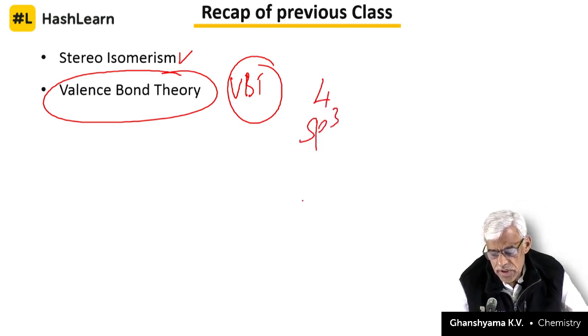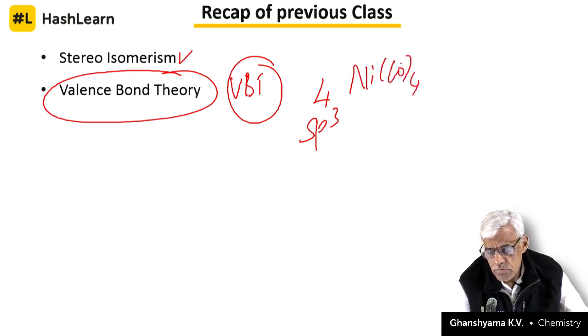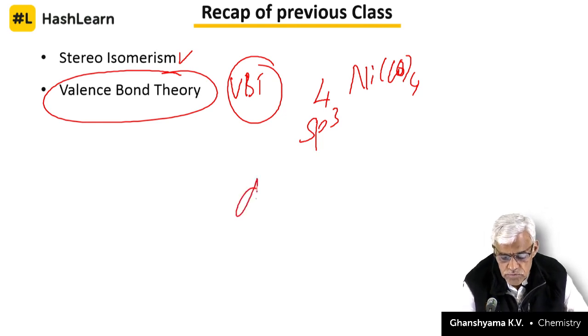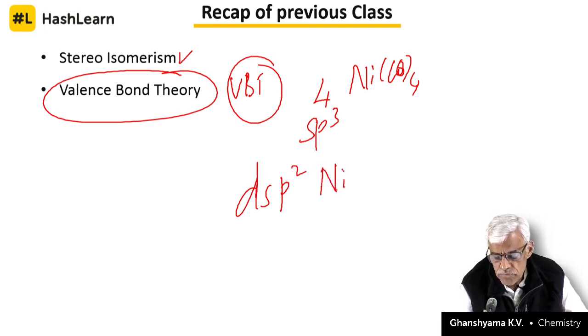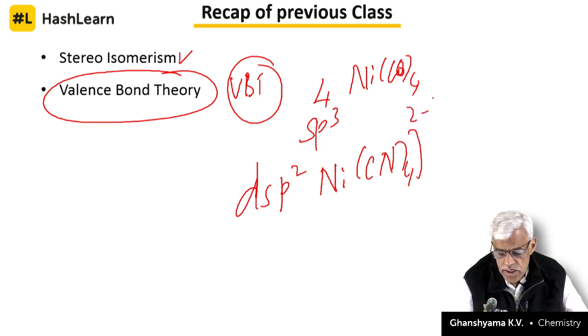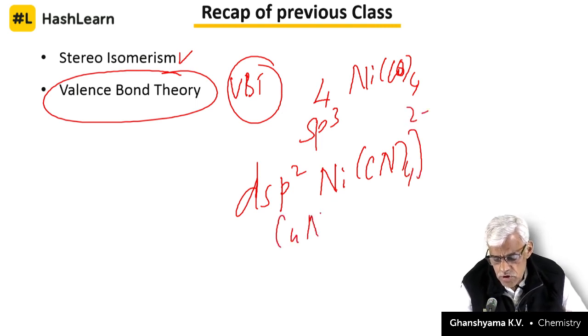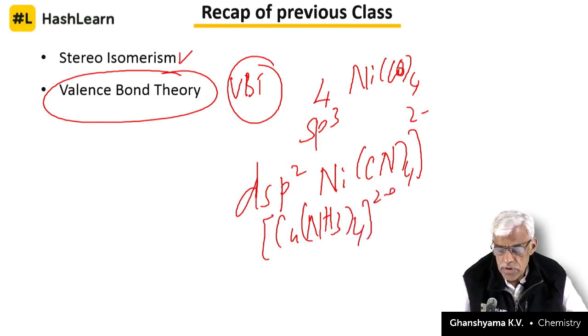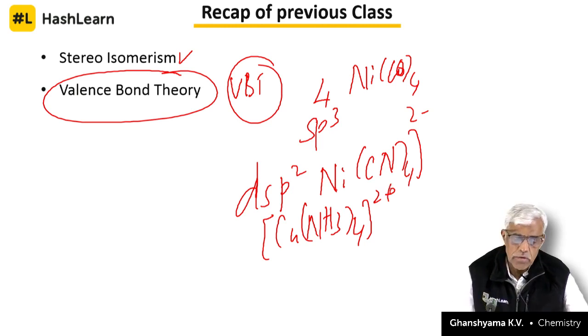with sp3 hybridization like Ni(CO)4, and that is a tetrahedral complex. dsp2 hybridization, that is square planar, [Ni(CN)4]2-, even the cuprammonium ion, [Cu(NH3)4]2+, will have dsp2 hybridization.